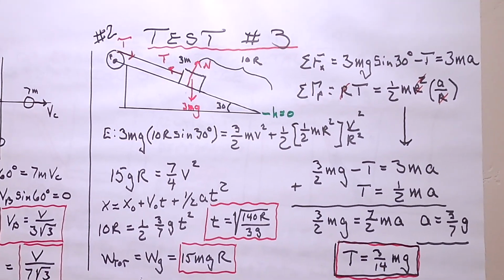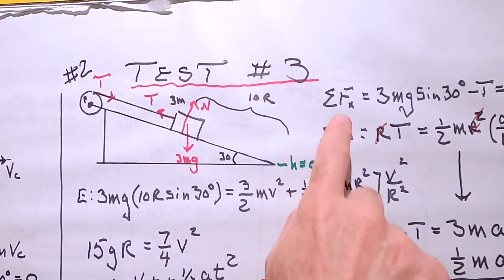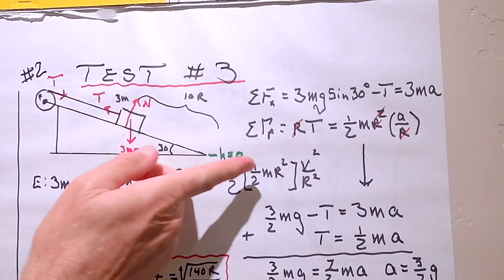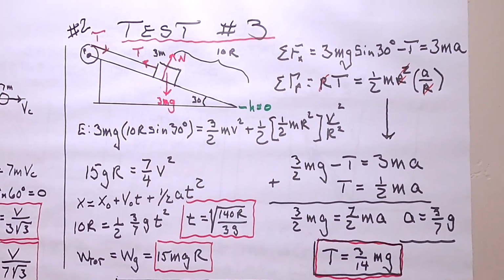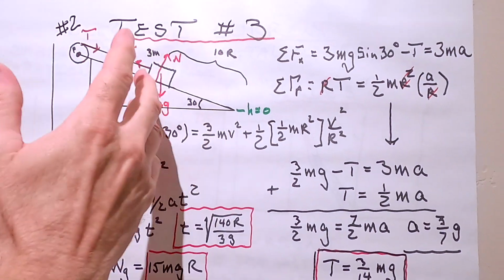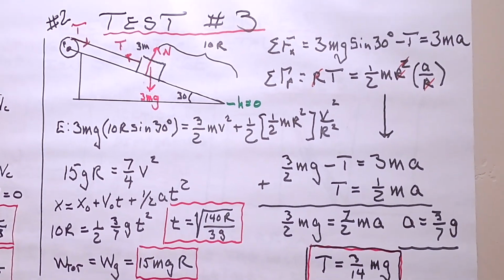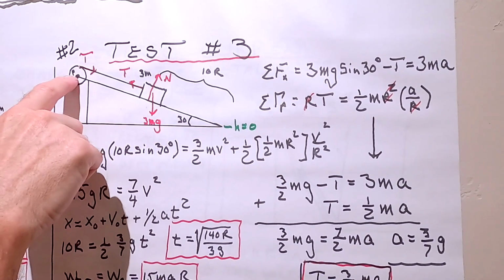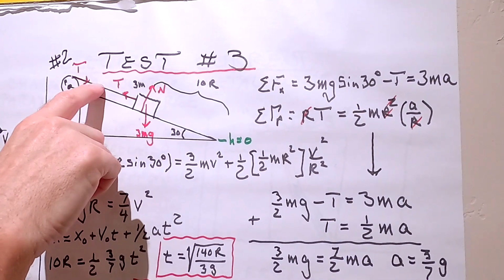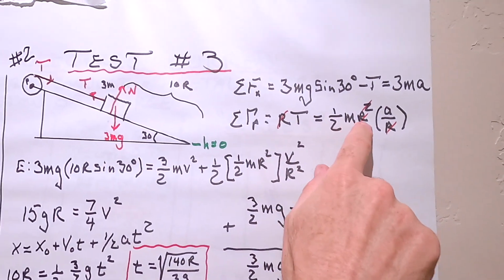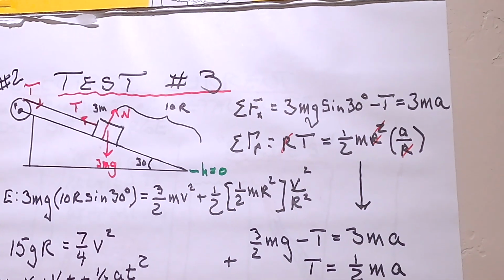I also said write out the force equations on this and the torque on that. The force equation on this block: 3mg sine 30, minus T equals 3ma. We could have written out the force in the y. We don't need it, but you have N minus 3mg cos 30 equals 0. And then we can write out the torque equation. The only torque we have to worry about is the tension. It's just RT equals I, 1/2 mr squared, times alpha, which is a over R. Again, the R's drop out.